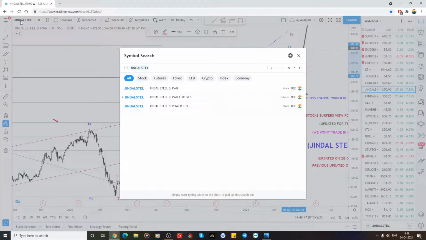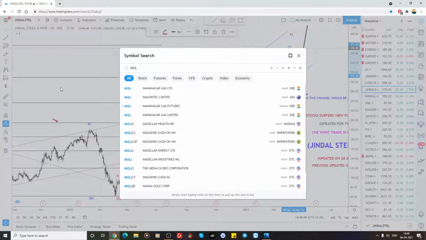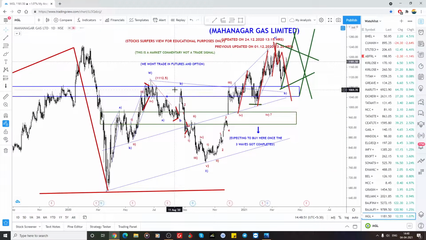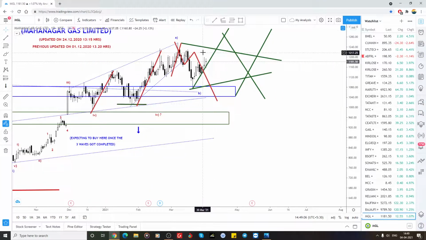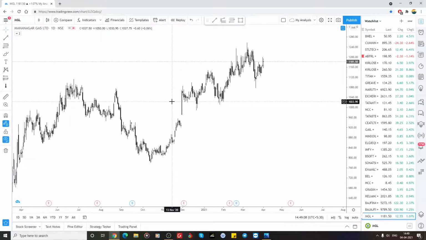So let's move on to that MGL, Mahanagar Gas Limited. So we are in the B wave. Here I have explained that in the previous video also. 1 2 3. So whether the fourth wave is completed and the fifth wave is a 1 2 3 4 5 in the ending diagonal formation, so that is considered as an A, and here it's already did the three-wave structure. One second, I will hide all those things. So we consider this as an A.